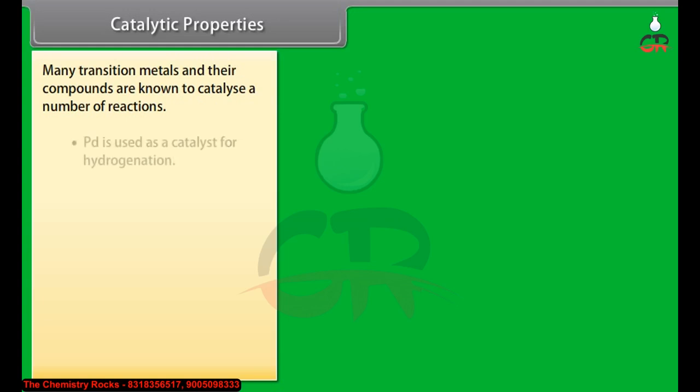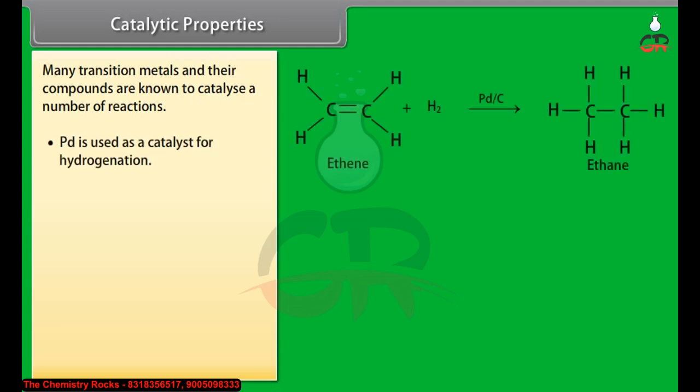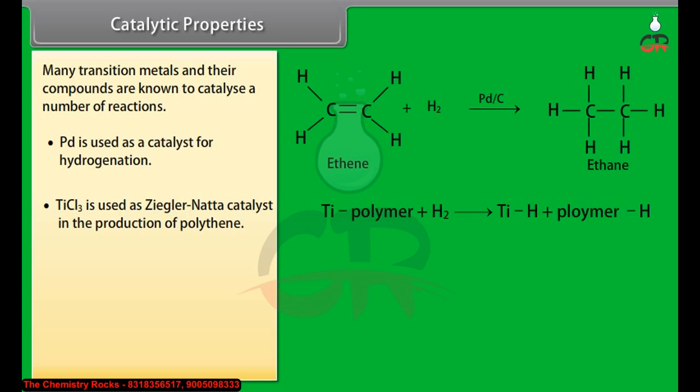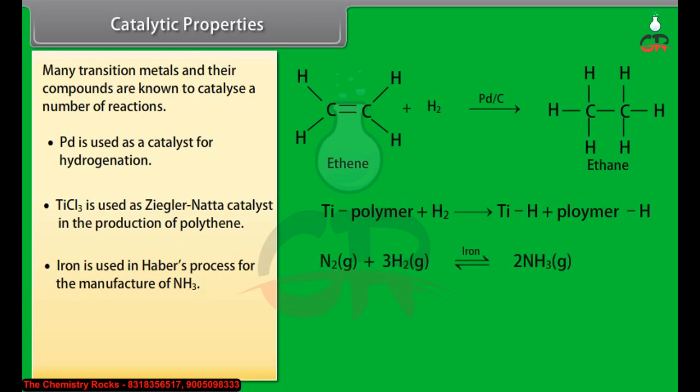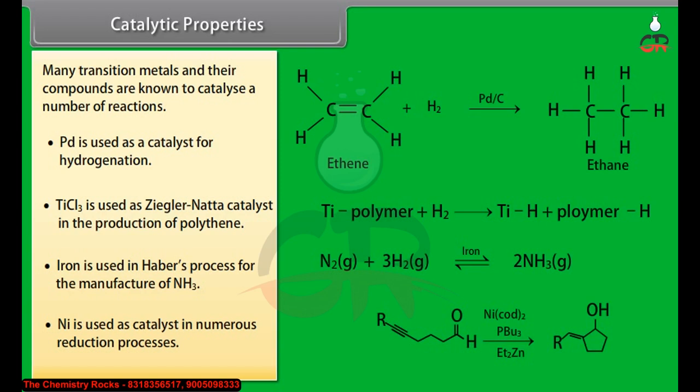For example, palladium is used as a catalyst for hydrogenation. Titanium trichloride is used as Ziegler-Natta catalyst in the production of polythene. Iron is used in Haber's process for the manufacture of ammonia. Nickel is used as catalyst in numerous reduction processes.